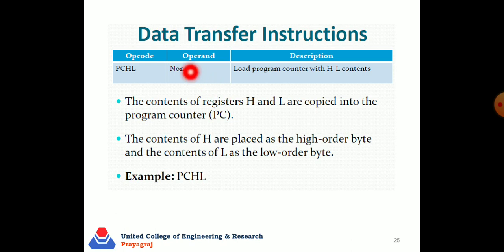Now PCHL. It is also a 1 byte instruction. PC is the program counter, HL is the HL register pair. Load the program counter with HL content. The program counter is loaded with the HL content. The meaning of this instruction is that the contents of registers H and L are copied into the program counter. The program counter is also a 16-bit address which is directly connected with the HL register pair, PCHL.